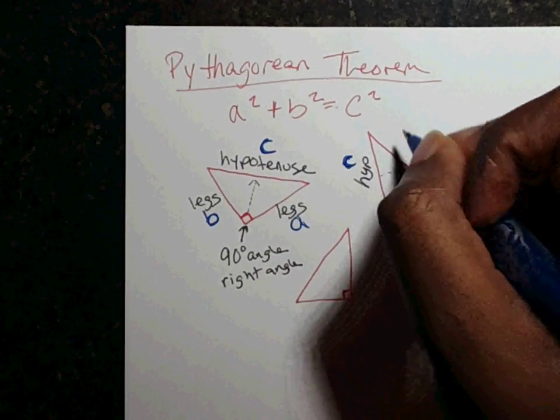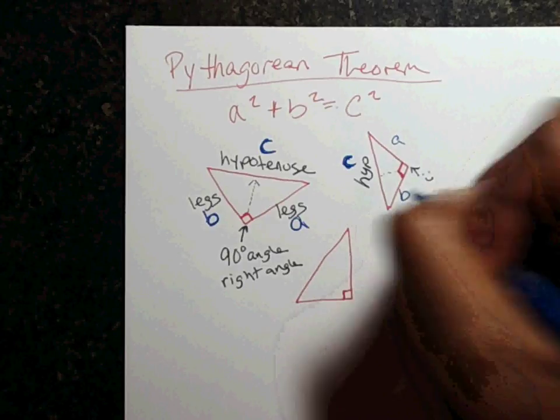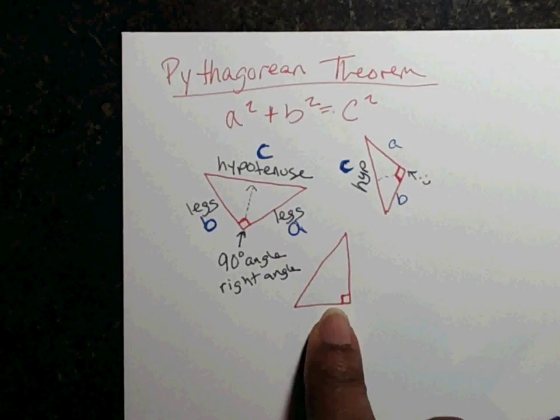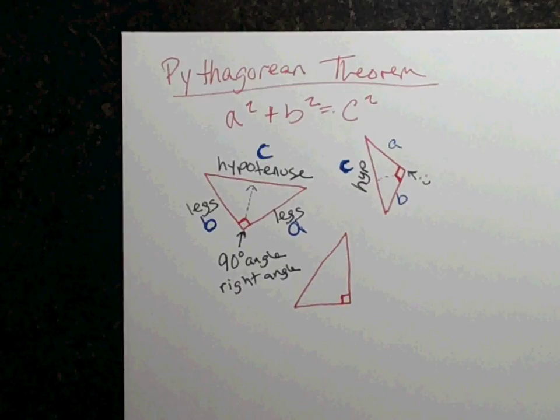It doesn't matter which one's A, which one's B. Label this one before I do it. So pause the video, label it correctly. Make sure you put a smiley face by your right angle, because that lets you know you can use the Pythagorean Theorem. And then label your hypotenuse as C. Label your other legs A and B. Doesn't matter which one.